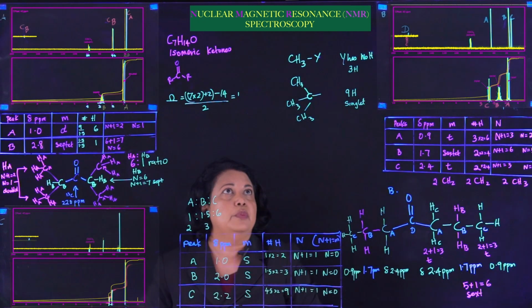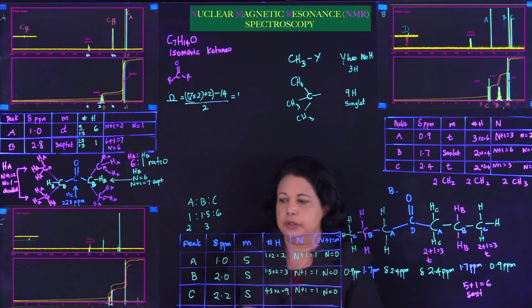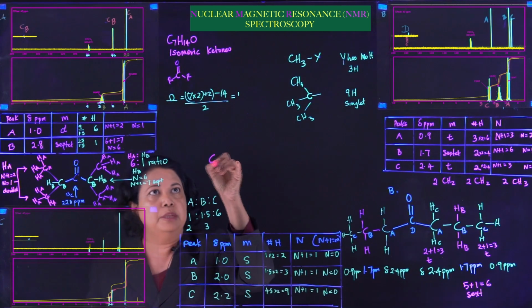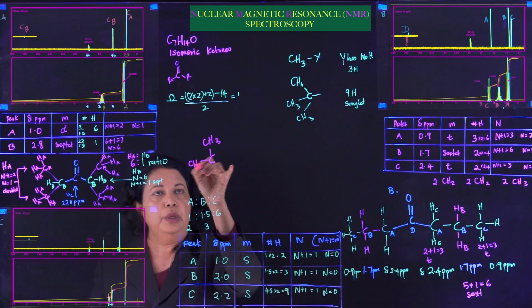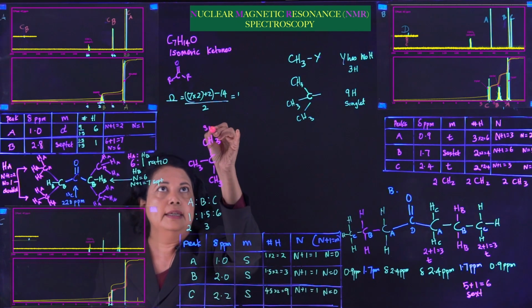Okay, so we know this is probably due to a t-butyl group. So let's draw out our tertiary butyl group. So let's put these pieces together. We have a tertiary butyl. That's the only way you can get 9 hydrogens as a singlet.